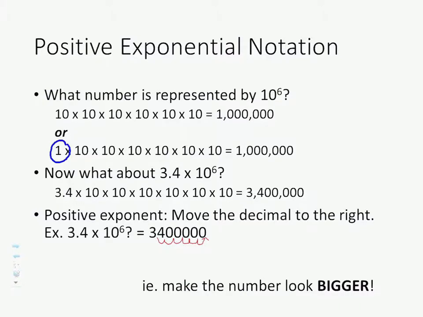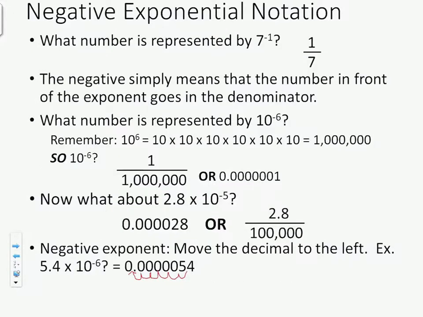So when you have 3.4 times 10 to the 6th, what that literally means is 3.4 times 10 times 10 times 10 times 10 times 10 times 10 to give you 3,400,000. Okay? So whenever you move the decimal to the right, you're making the number a lot bigger. So it's got to be a positive exponent. Okay? Negative exponents are the opposite.